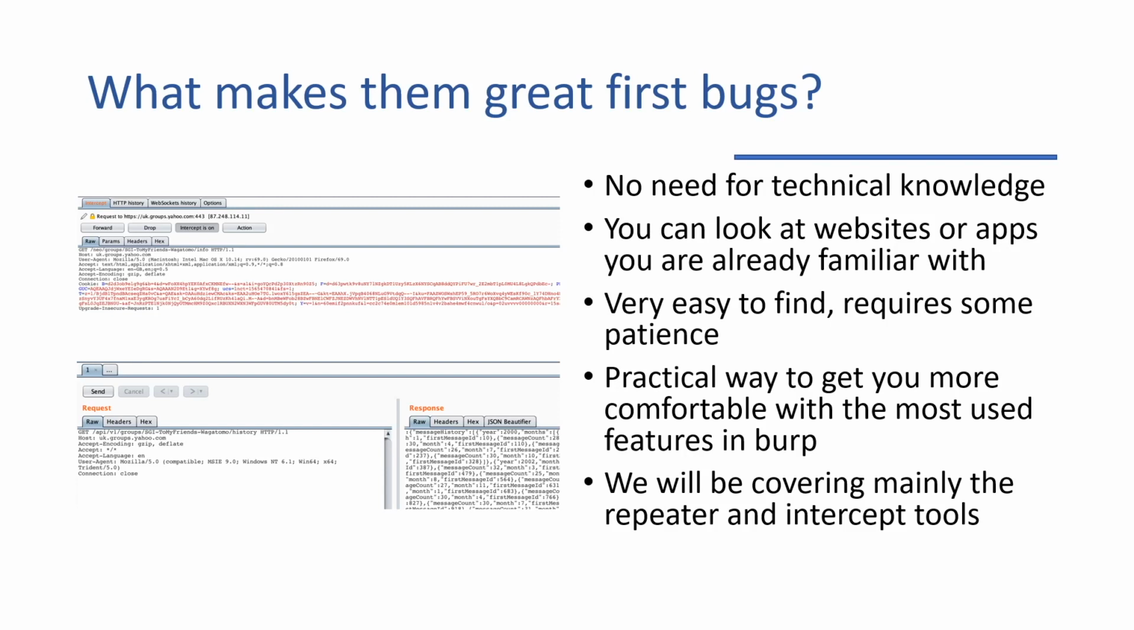They're not technically hard to find, but they do require you to try a lot of things, maybe try an endpoint that's not as vulnerable as you thought it was. And it's a practical way to get you really comfortable with your most used features in Burp. Here we're going to be looking especially at Repeater, but also Intercept. And I'll show you how we're going to use them later when we look at attacking a real Yahoo asset.